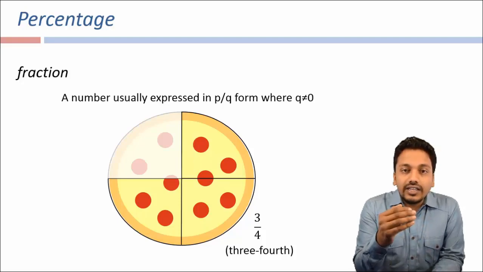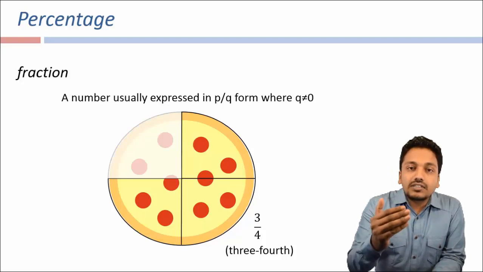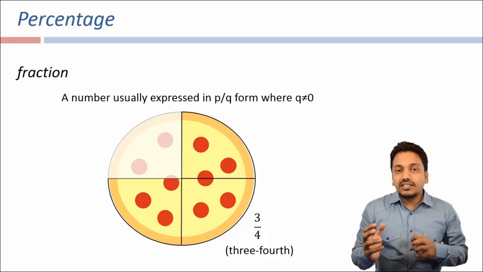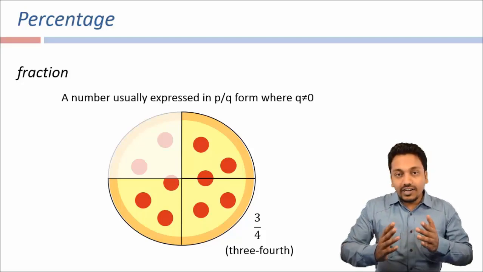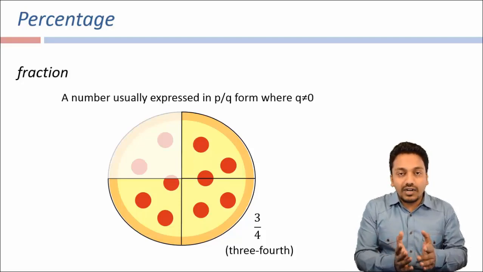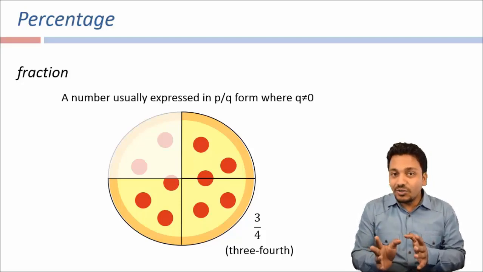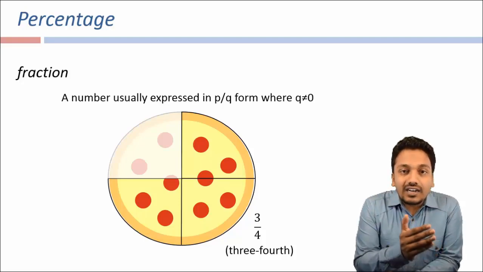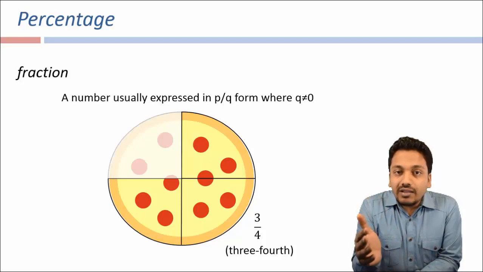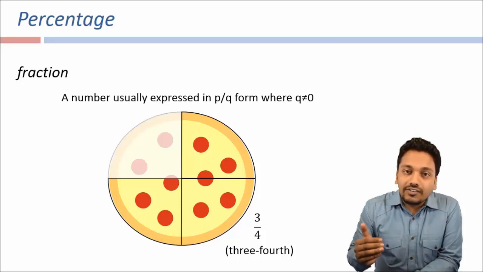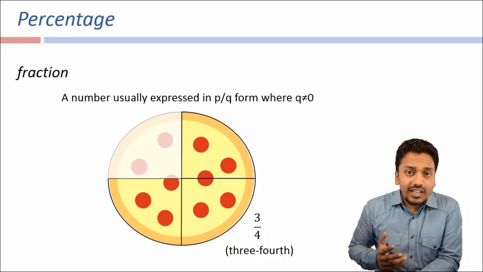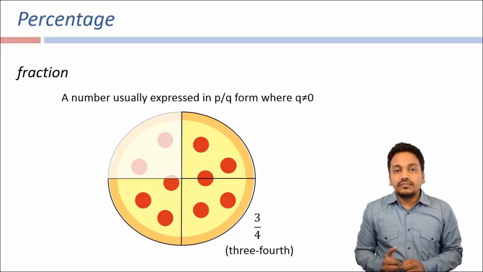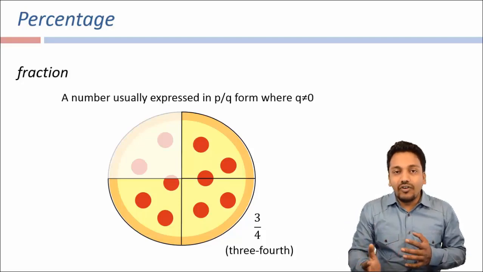So 3 upon 4 represents 3 parts out of 4. Remember, in percentages we talked about how percent means parts out of whole. And even here in fractions, we are talking about 3 parts out of 4. So do they sound similar to you? Yes, they are similar. In fact, percents are a special type of fraction with denominator always equal to 100. If I say 20%, it would be 20 divided by 100. Hence, it is a fraction. So let us see percent fraction equivalence in more detail.